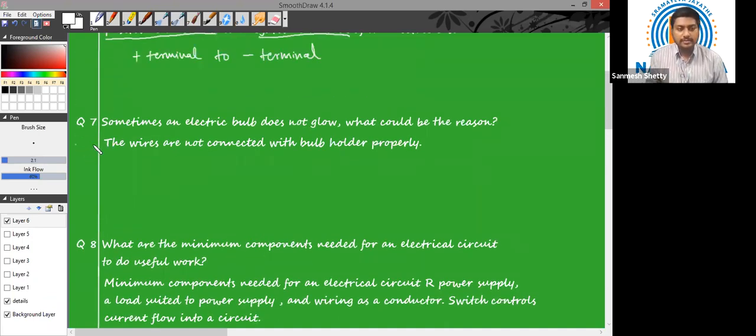Question number 7. Sometimes an electric bulb does not glow. What could be the reason? Again, I repeat my question. Sometimes an electric bulb does not glow. What could be the reason?